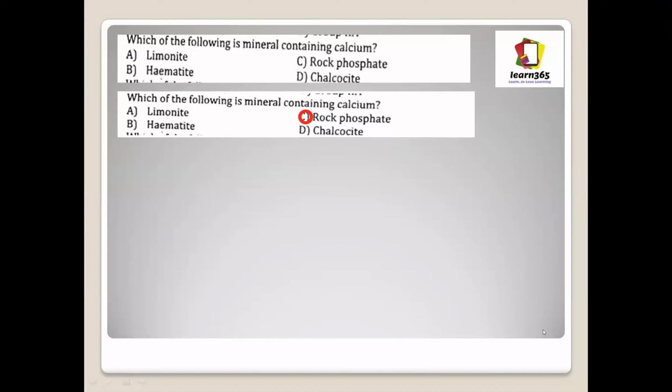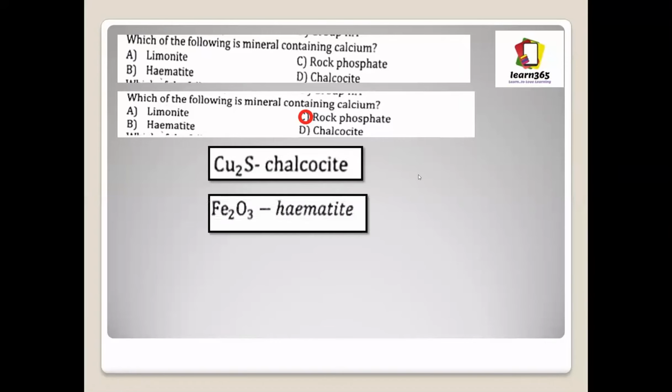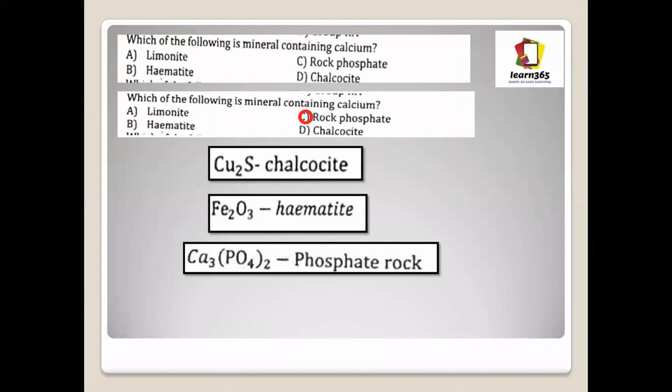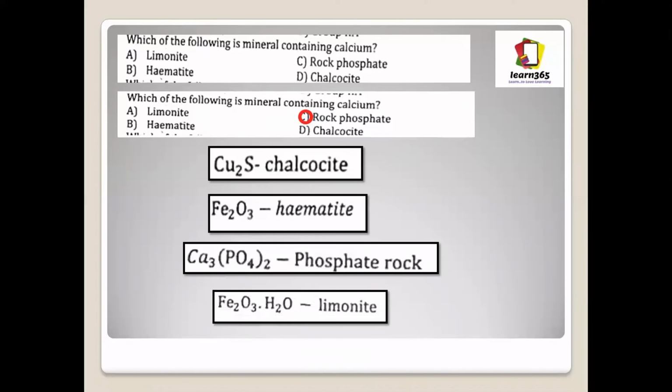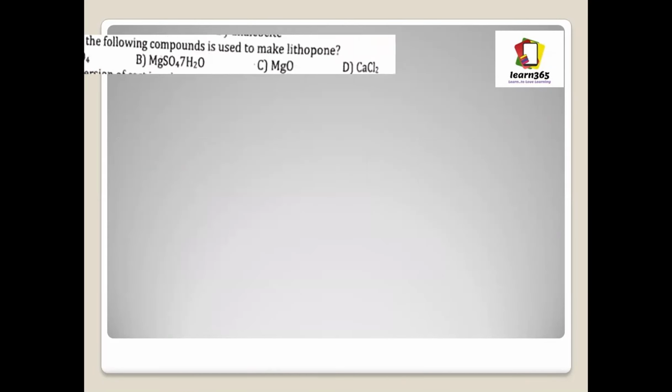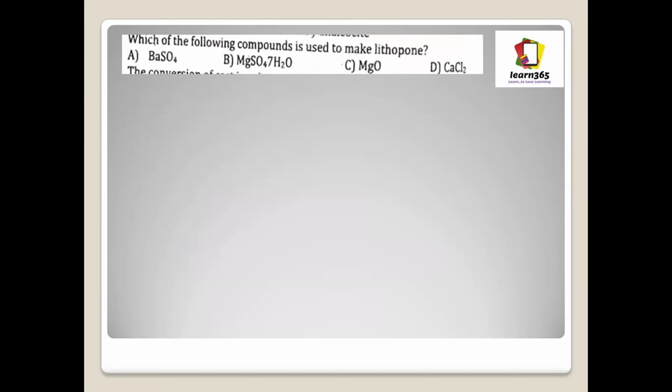Okay, so moving on to the next question. A quick recap: you can also take a screenshot of all these terms and print it out and use it as a flashcard. All right, these four terms. Please remember even the chemical formula for each of them. Moving on, which of the following compounds is used to make lithopone?